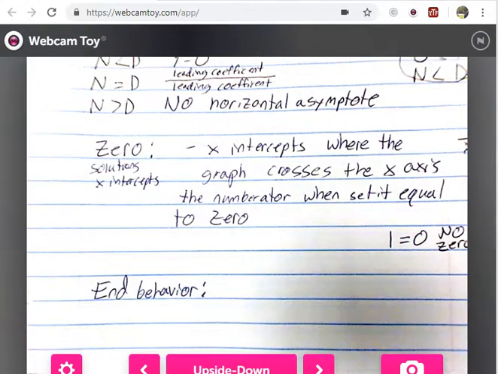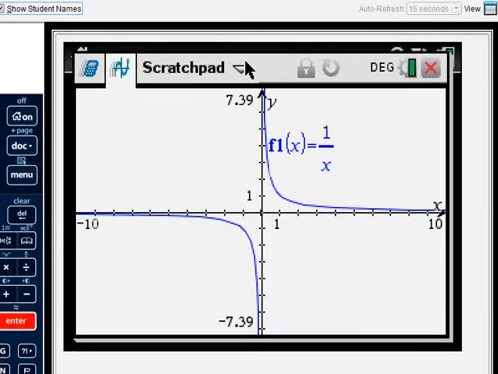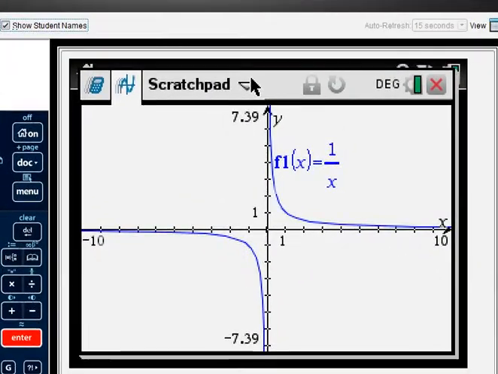End behavior is the direction that it goes in. Right here, we're talking about end behavior. So it's the direction this is going.